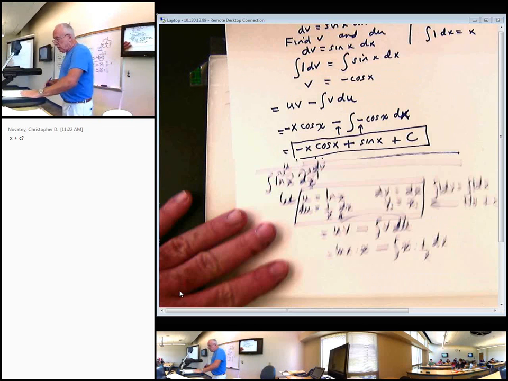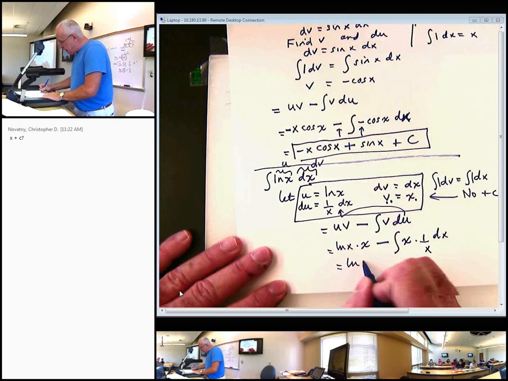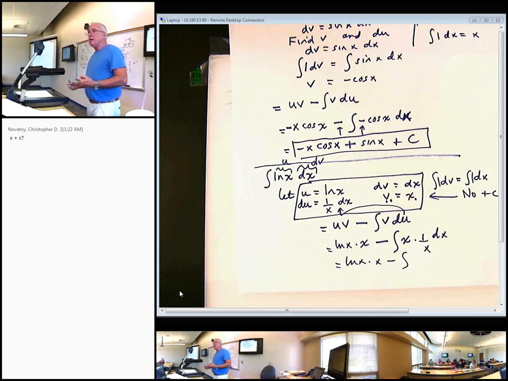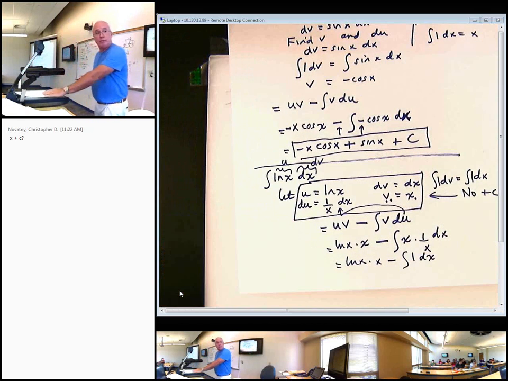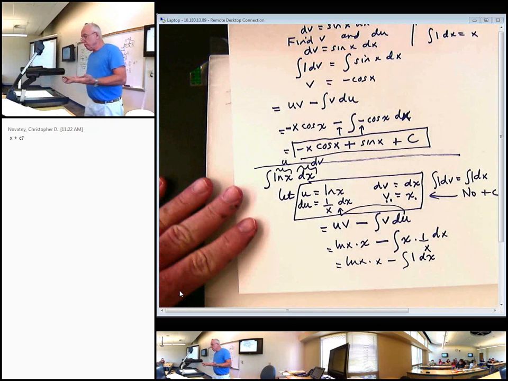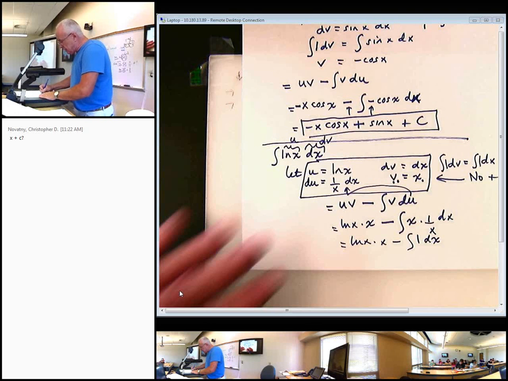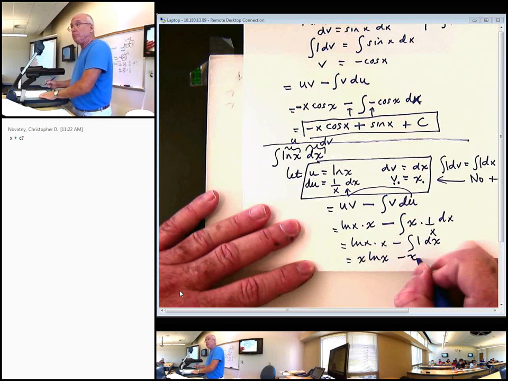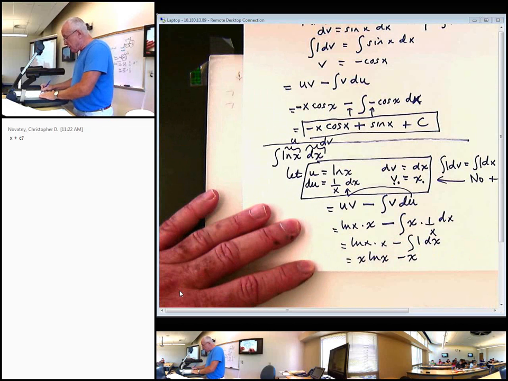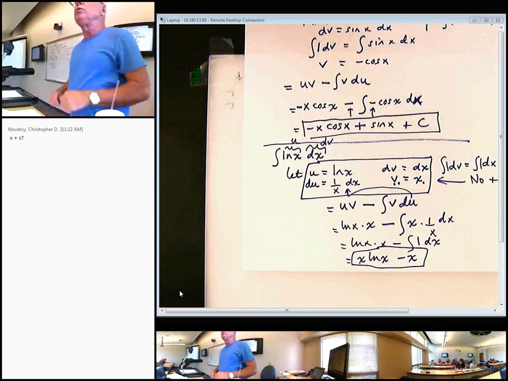All right. So here's what we have then. ln of x times x minus the integral of what? x times 1 over x is 1 dx. So the antiderivative of 1 is x. So our final answer is, let's write it like this, x times the ln of x minus x. And we're done. And you can go and check that. You can take the derivative of that using the product rule, and you'll come back to ln of x.